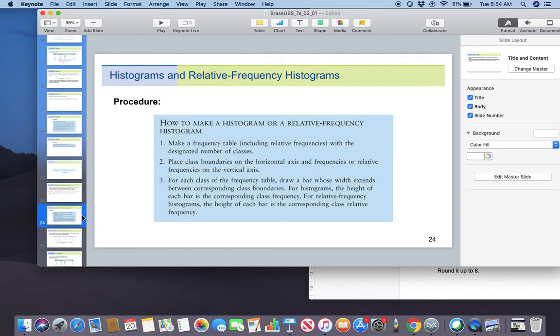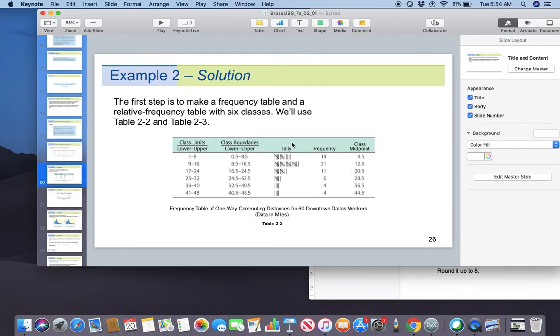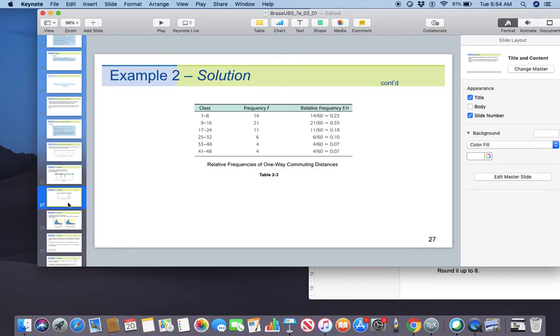It's the same summary. So you have your data, you have your frequency table. Now all these frequencies, when I divide by the total number, that is 60, I get relative frequency. So notice this is frequency. 14 over 60 is my relative frequency. 21 over 60 is my relative frequency. So for each class you have a frequency and you have a relative frequency.